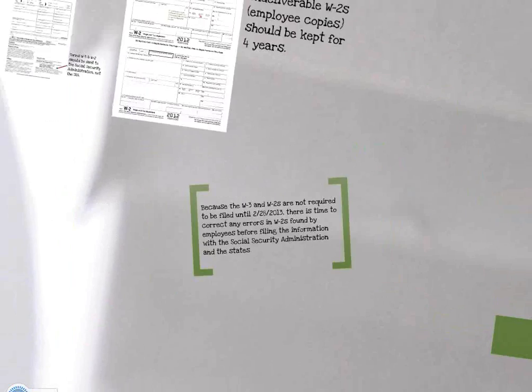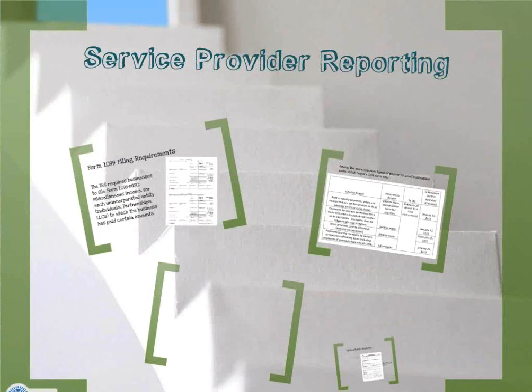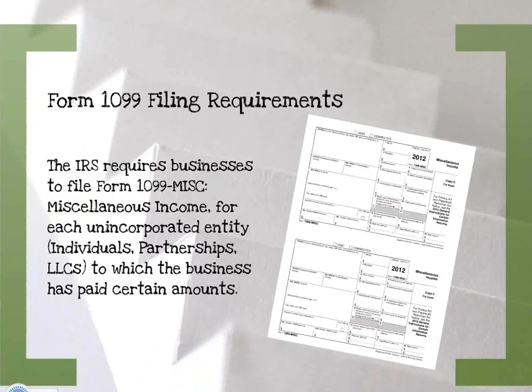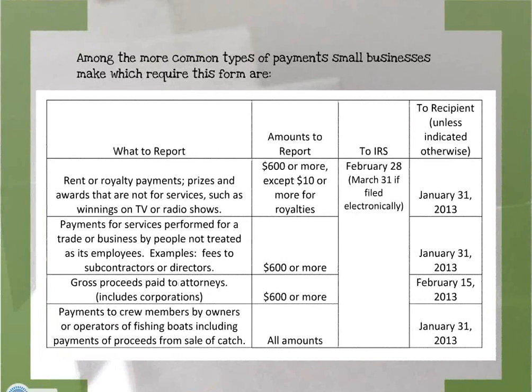Now, in addition to reporting your employee information, certain vendor transactions need to be reported. When a business has paid certain amounts to an unincorporated entity, such as an individual, partnership, or an LLC, the IRS requires businesses to file the Form 1099 for miscellaneous income. We've seen some common types of payments which small businesses make that require this form are the following.